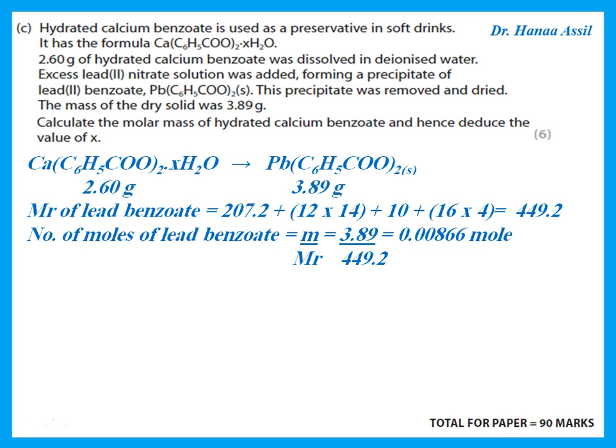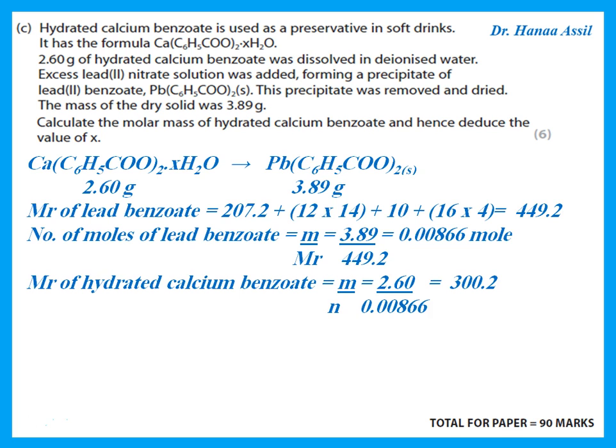And then 1 mole of this gives 1 mole of that. So this is the same as the number of moles of calcium benzoate. So I can use that to get the Mr of calcium benzoate. The Mr is mass over number of moles. This gives me an Mr of hydrated calcium benzoate of 300.2.